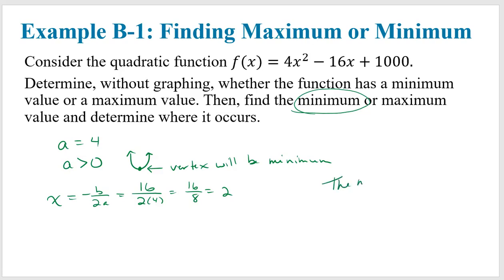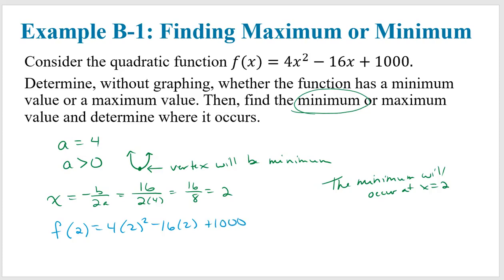So the minimum will occur at x equals 2. And then if you want to find out what the minimum value is, you will need to plug that in. So I'm going to take my function and plug in 2. So 4 times 2 squared minus 16 times 2 plus 1,000. I plugged that all in my calculator and I got 984.